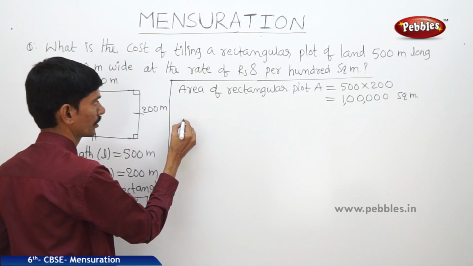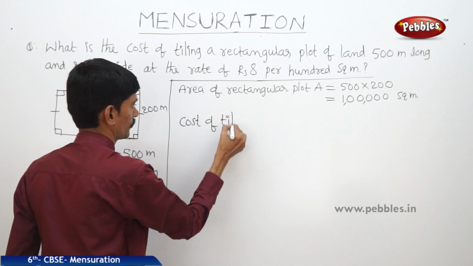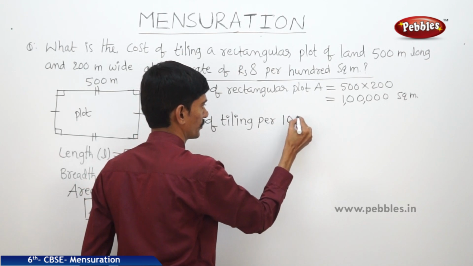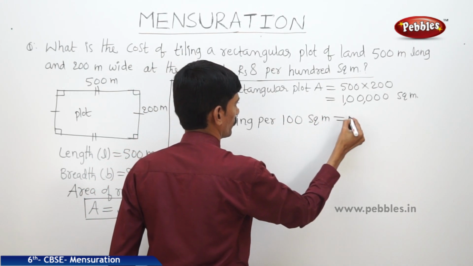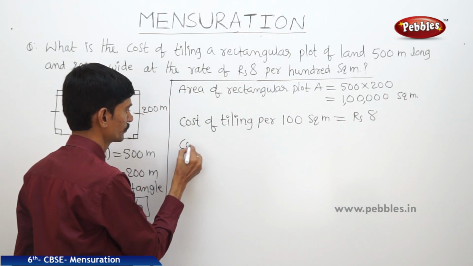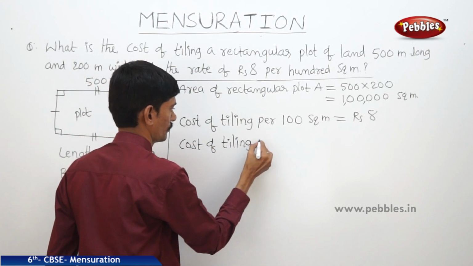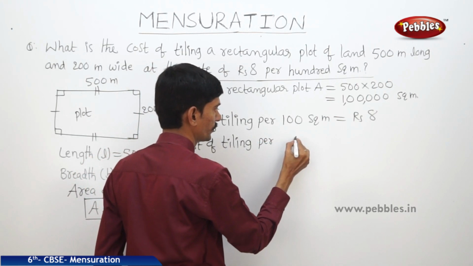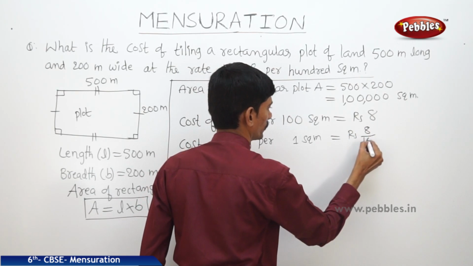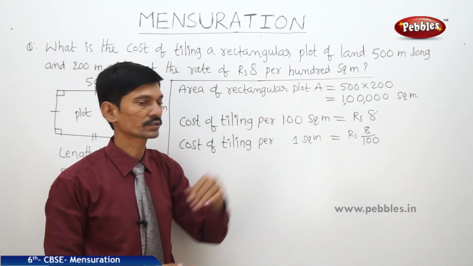So the cost of tiling per 100 square meters equals 8 rupees. Now the cost of tiling per 1 square meter equals rupees 8/100. Now we have to find the cost of tiling per 1 lakh square meters.